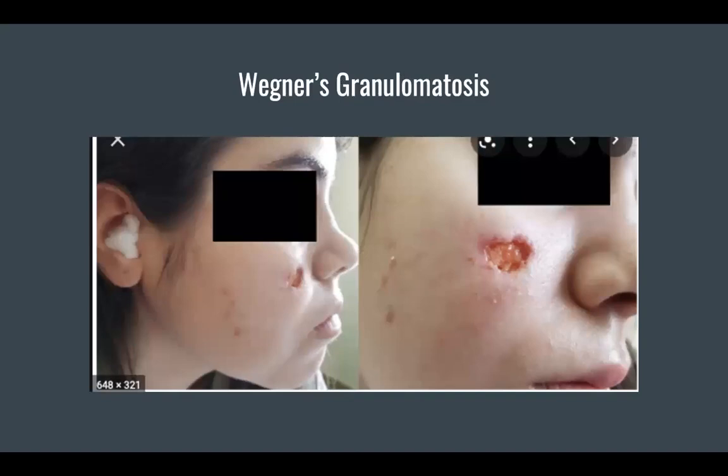With Wegener's, it's going to be three processes. It involves the upper respiratory sinuses, it's going to involve the lower respiratory tract, the lungs, and then it will also involve the kidneys. And so they can also have these skin lesions. All of them can.